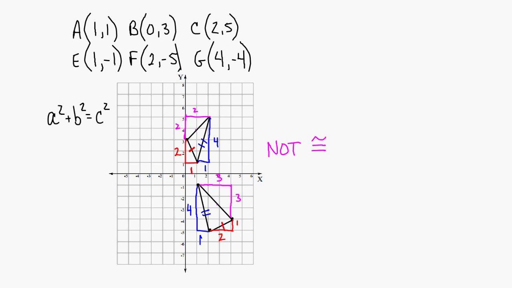All right, turn the page. Look at page 266. The side angle side postulate is right in the middle of the page. Definition of an included angle: an angle formed by 2 adjacent sides of a polygon is called an included angle.